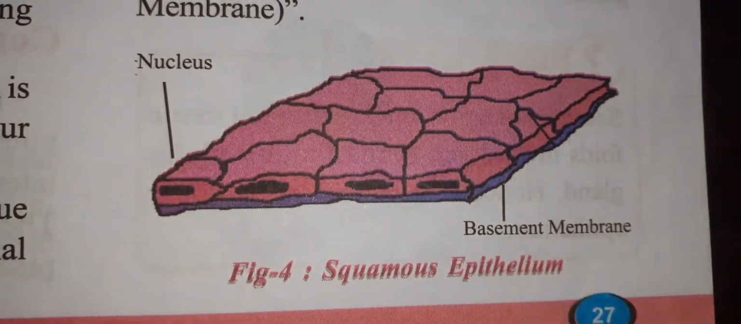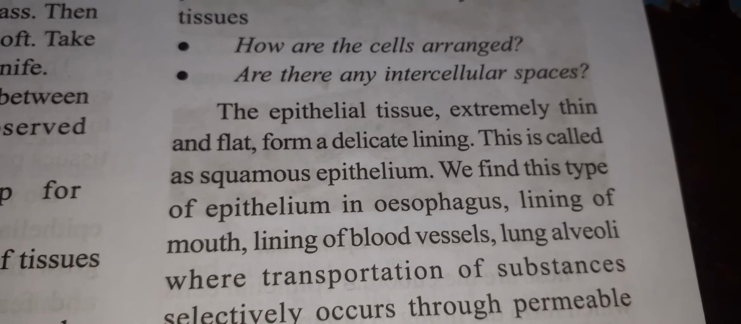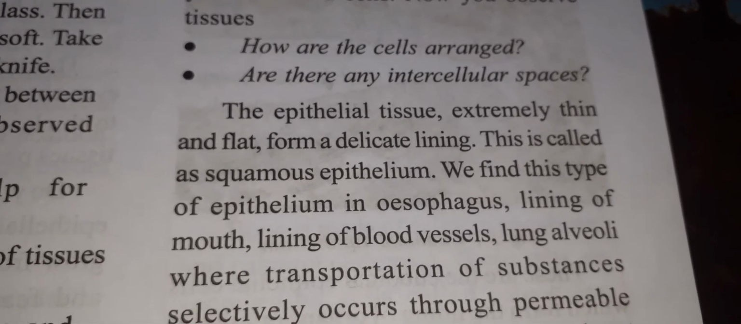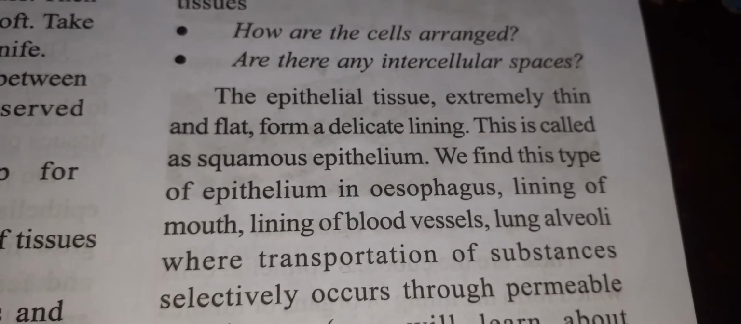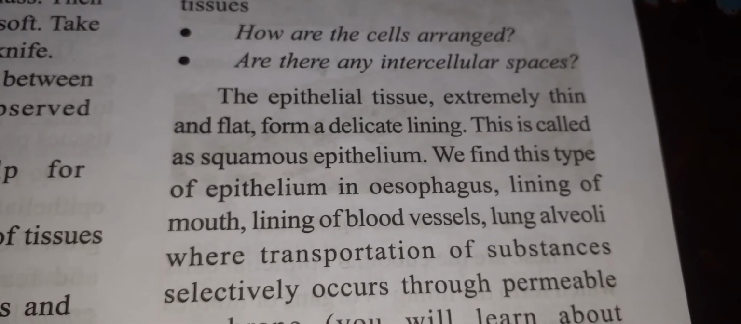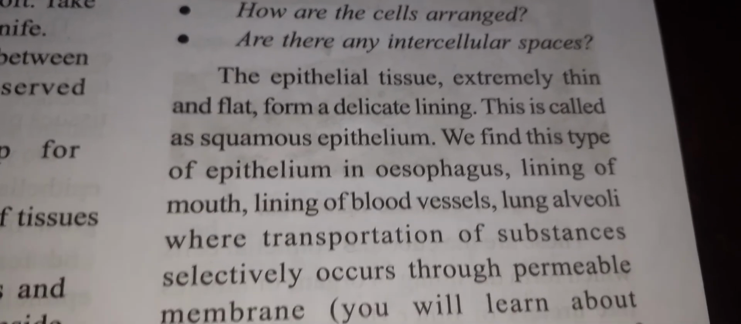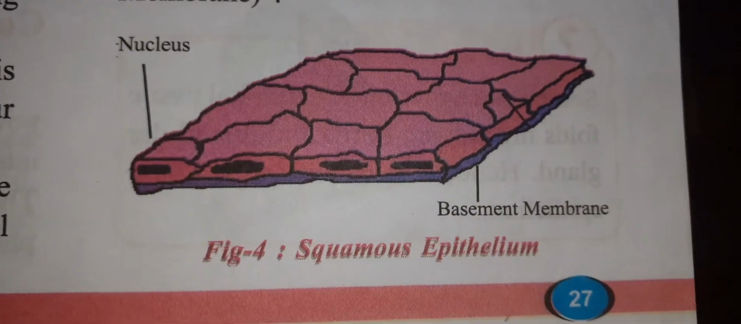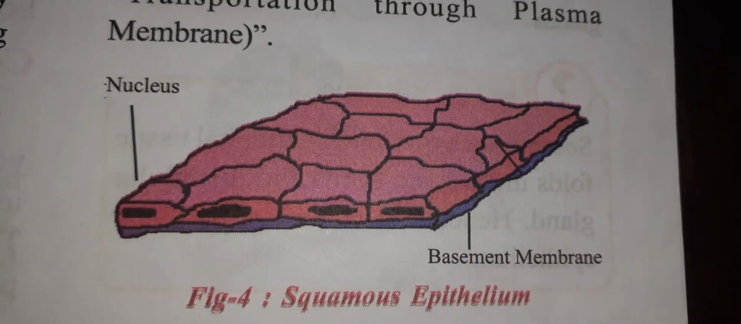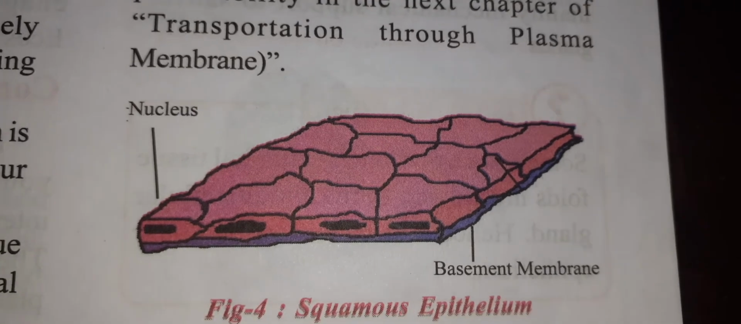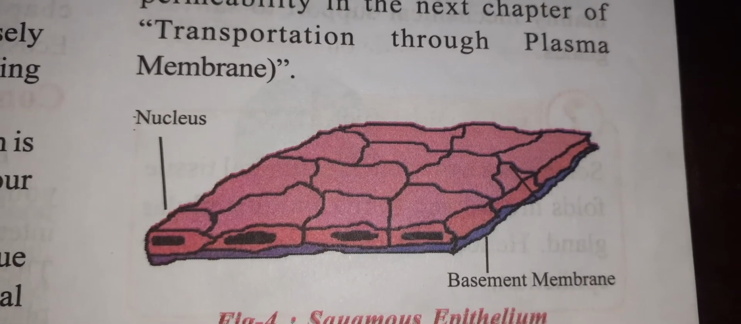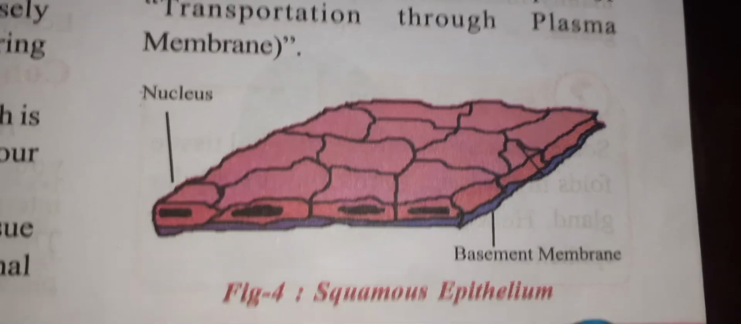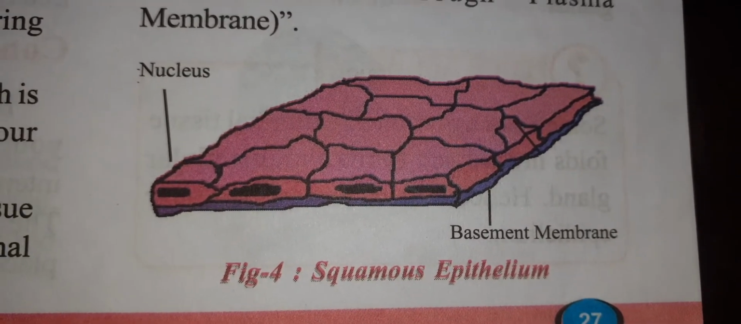Okay students, epithelial tissue is extremely thin and flat. Just see here, it is an epithelial tissue. It is thin as well as flat, forming a delicate lining. This is called squamous epithelium.